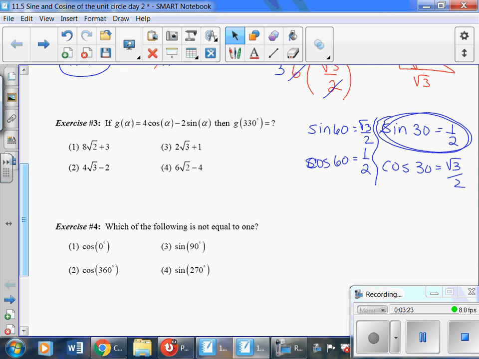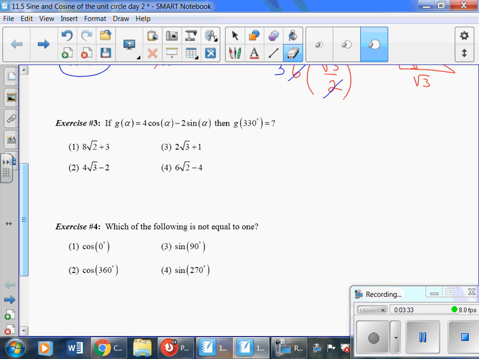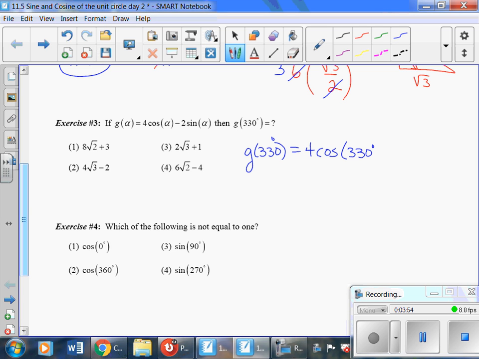So exercise 3: if g of alpha equals 4 cosine alpha minus 2 sine alpha, then g of 330 equals... well, I'm just going to get rid of this so I can talk about it for a second. Let's do some substituting. Let's start with the proper way. g of 330 degrees, by the way, is equal to 4 cosine of 330 degrees minus 2 sine of 330 degrees.